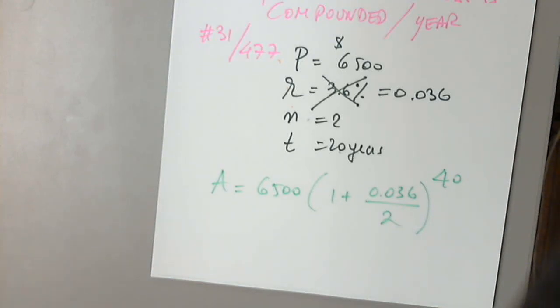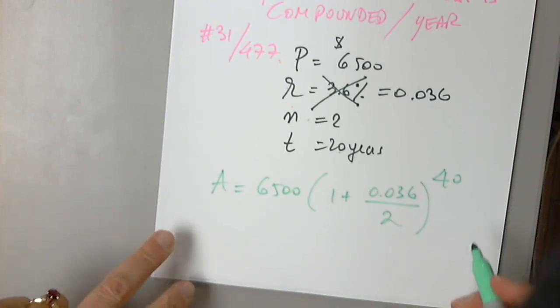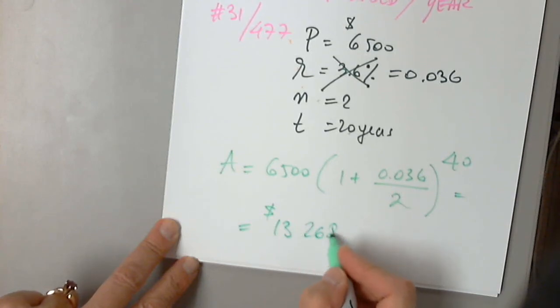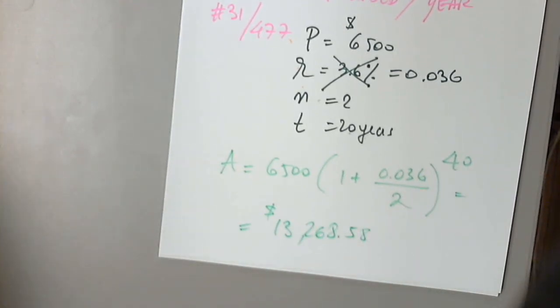We can do this by hand, but let's put it in the graphing calculator. So 6,500, parentheses, 1 plus 0.036 divided by 2. You can divide that, I was just lazy all of a sudden. Okay. And in 20 years, if the interest is compounded semi-annually, we will get 13,268.58. That is the accumulated amount in 20 years.